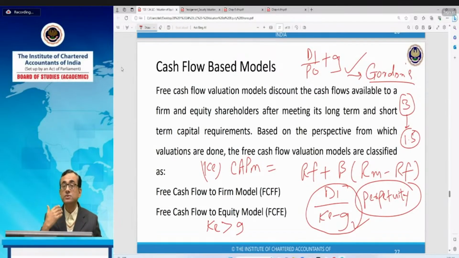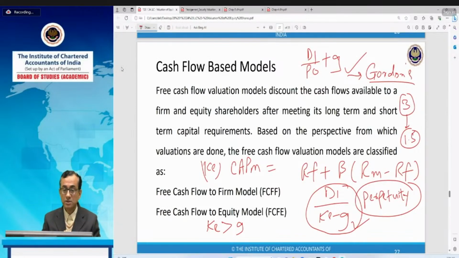Then we come to the earning-based model. In the earning-based model, the Gordon's method is also followed. And basically, the earning-based model is followed when the company has growth opportunities. The company is not declaring dividend frequently every year. So the earning-based model is followed in such cases.